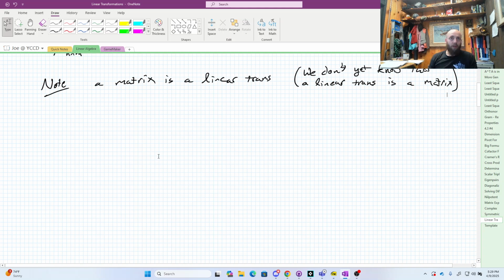So, one other important note. This is an interesting one. A linear transformation is automatically a function, which is cool.